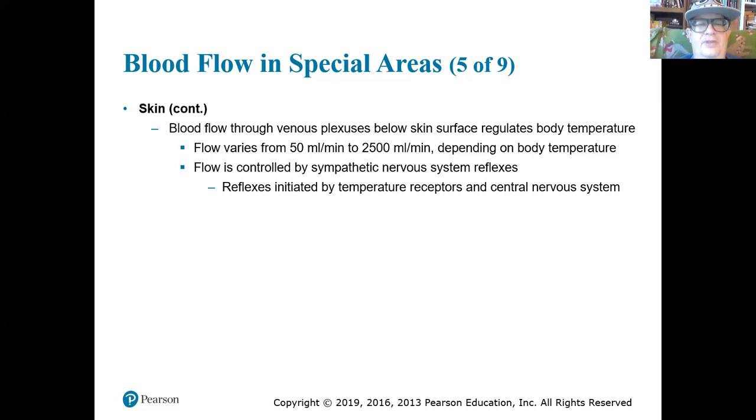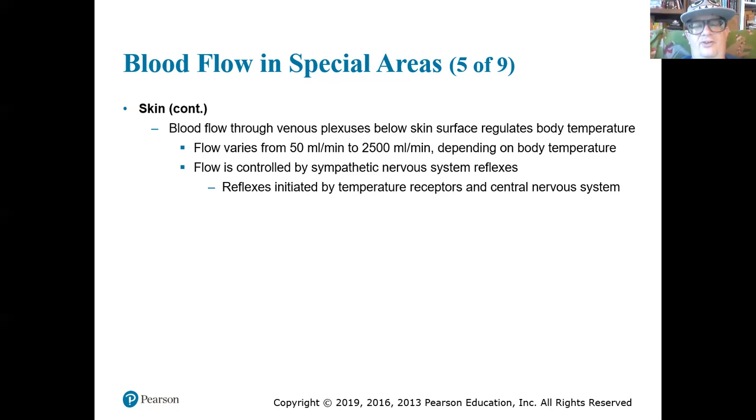Anyway, moving on. So blood flow through the venous plexuses below the skin helps regulate body temperature. It can vary from 50 milliliters per minute, just barely trickling by, to 2,500 milliliters per minute, depending on body temperature. When we get hot, we try to cool off. The flow is controlled by the sympathetic nervous system. That makes sense because sympathetic, remember, fight or flight, you're going to get overheated whenever that's happening, when you're fighting or running, so you will compensate by, hey, we're going to be doing some vigorous things. Let's start sending blood to the surface to cool it off.